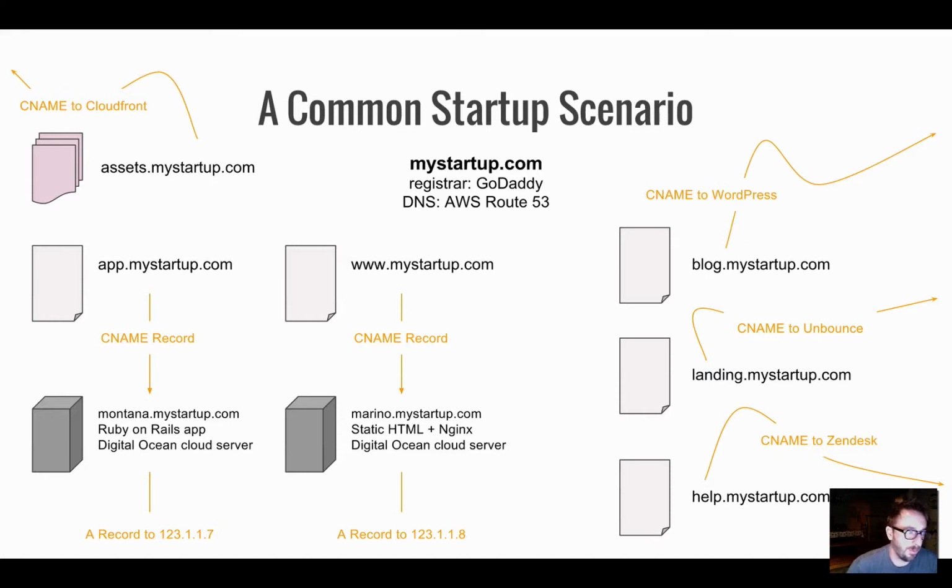I want to separate that. So I've got the home page, maybe with some other static pages on a different server. So I've set up a different server that's just a static Nginx server serving up HTML pages. I set that up and called it merino.mystartup.com. I'm going to point that to a different IP that DigitalOcean gave me with an A record.